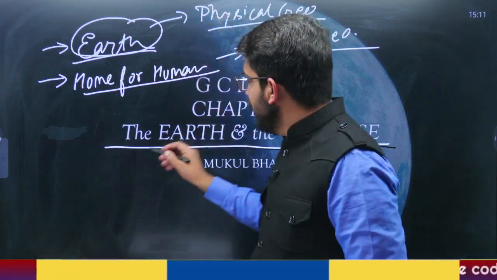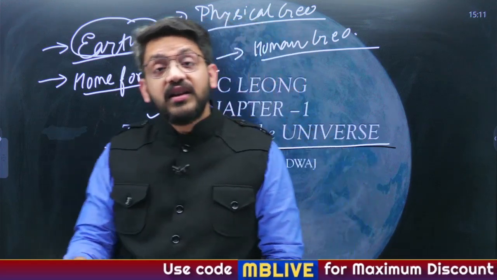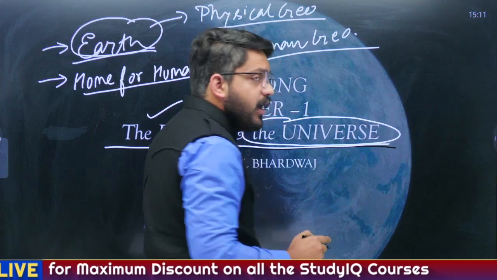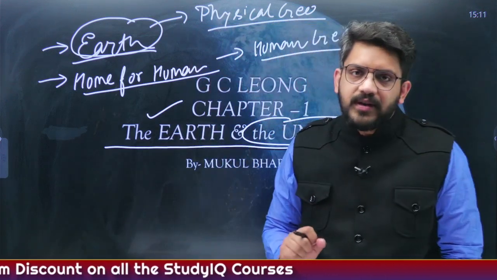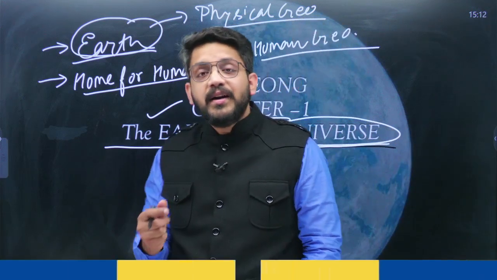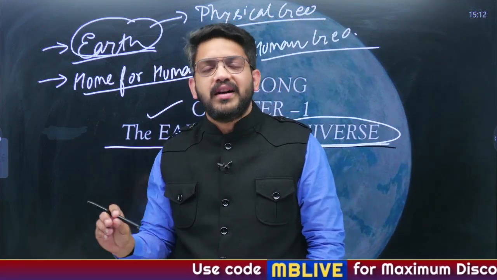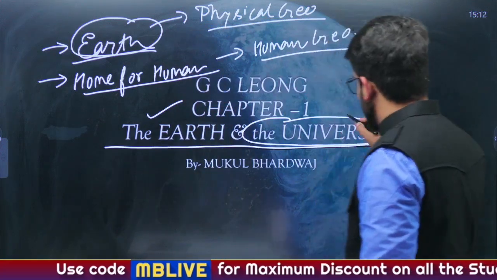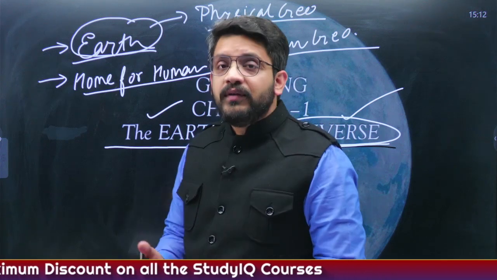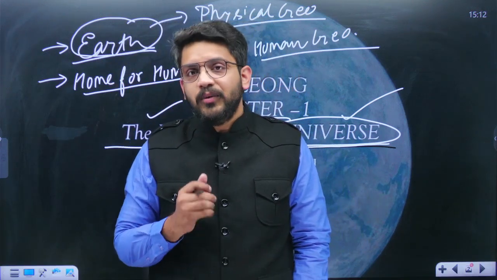Now understand why we are studying Earth. The second thing is why we are studying the universe. Earth is a part of the solar system, and the solar system is a part of a galaxy. The name of the galaxy is Milky Way, and that Milky Way galaxy is a part of the universe. So if we want to understand Earth, we need to start from scratch, that is, from the universe. When we start with the universe, the first question is how this universe came into existence.